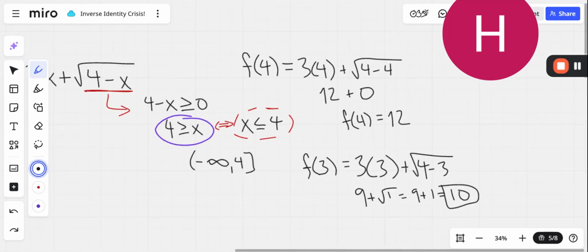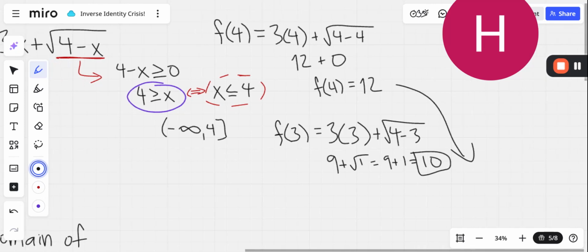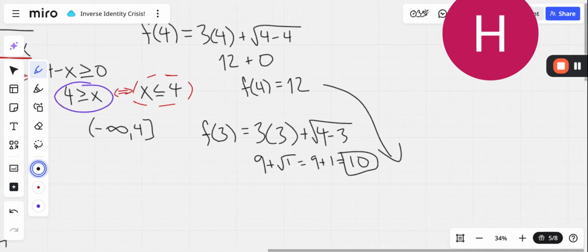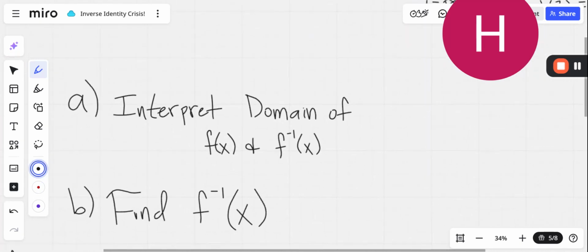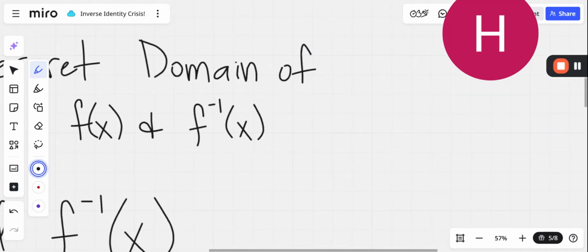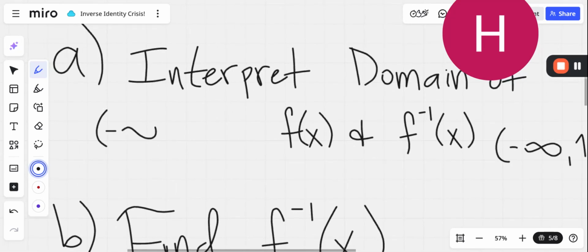So why is that important? Well, because it seems that we have this trend of going downwards. If x is getting smaller, then the function value is getting smaller. And that's important because the range or the outputs of this original function is going to determine the domain of the inverse function. So the domain of f inverse is going to go from negative infinity to 12, but the original function allows inputs from negative infinity all the way to 4.